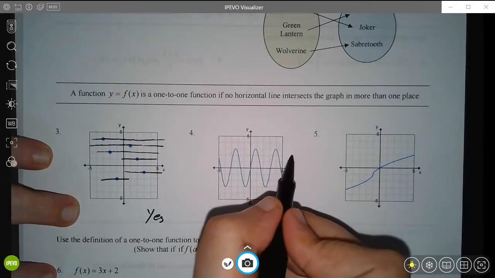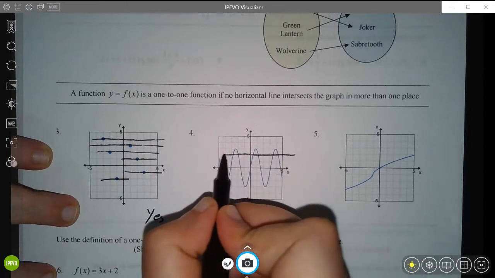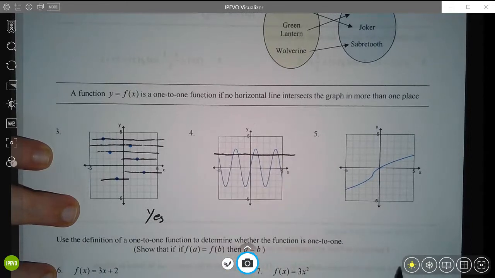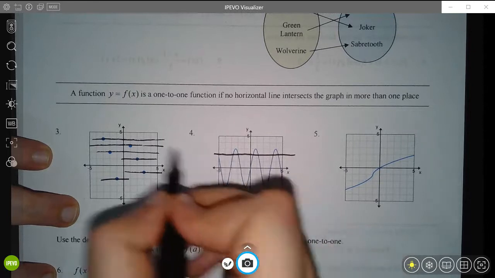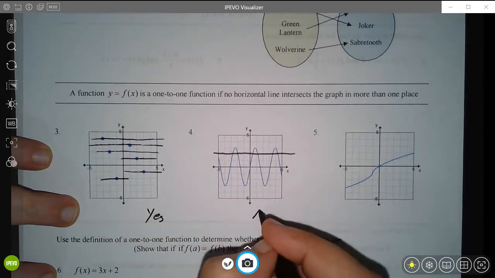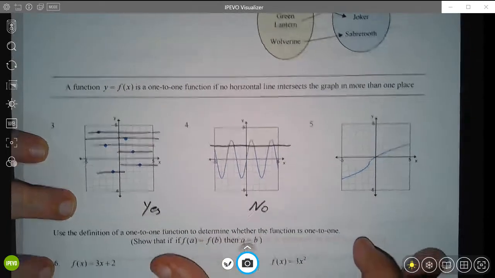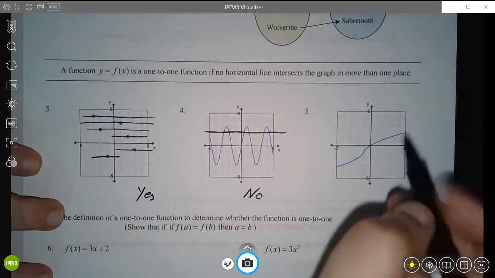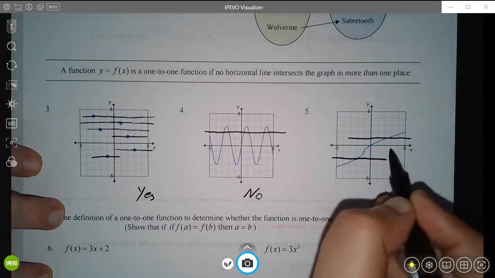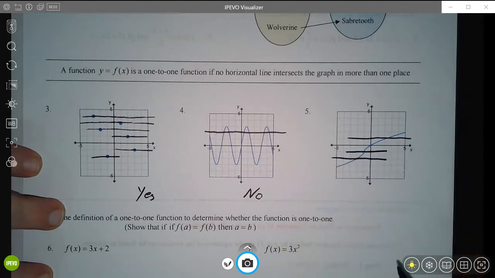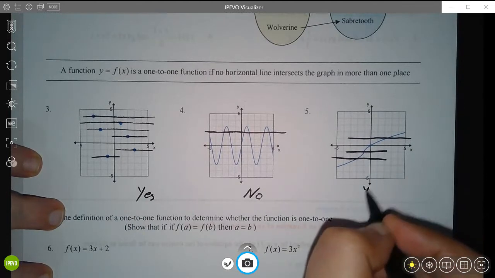I pick this line right here and draw a line through. How many times did it intersect? Multiple, right? So we have 1, 2, 3, 4, 5, 6, and it probably keeps going. So this is definitely a no. All right. What about this one? Draw a line here, here, here. Ah, yes. Right.